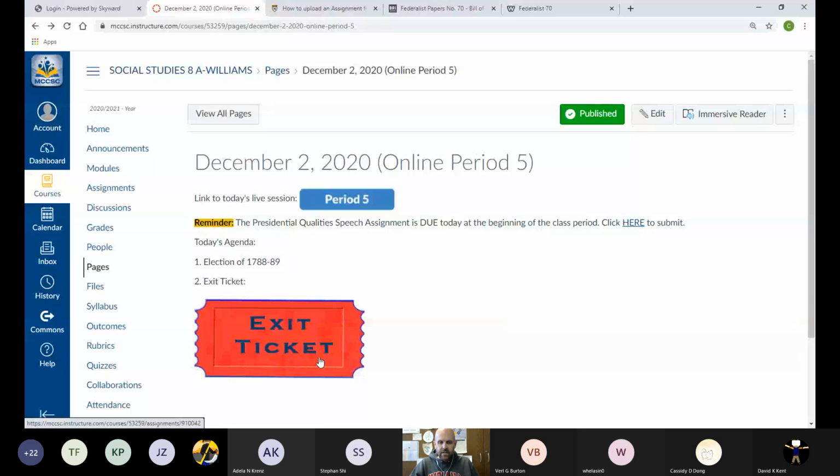The exit ticket for today is for you to discuss 2 main points of what you learned about Washington's presidency and the early presidency in complete sentences. Okay. So that's what I have for today.